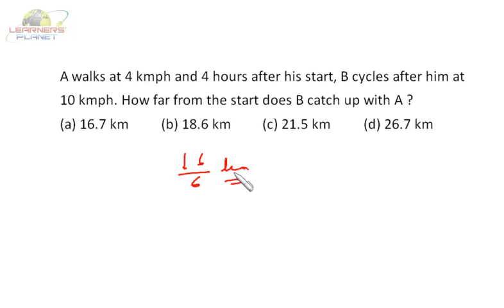So this is the time and this is the speed. So we'll be getting the distance from the start where B will catch up with A. Okay. So it is 80 by 3 kilometers. That is something around 26.7 kilometers.